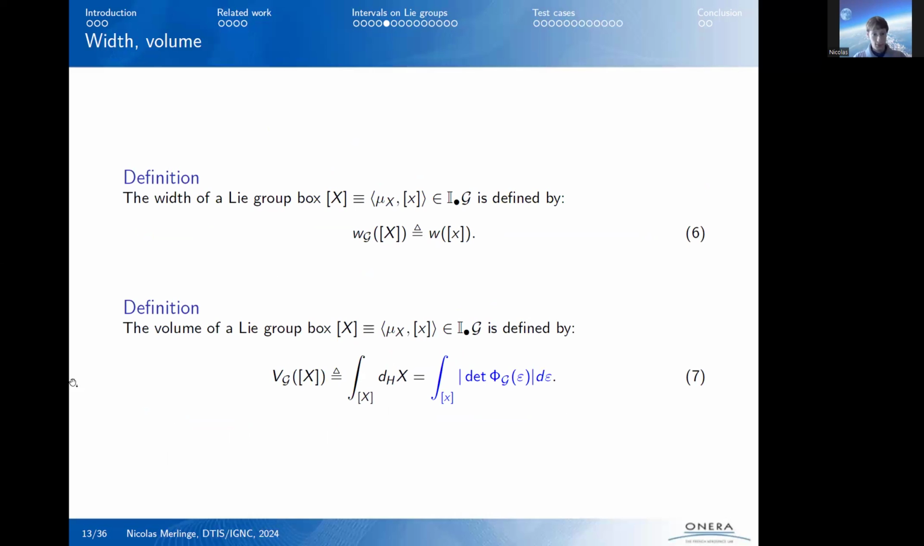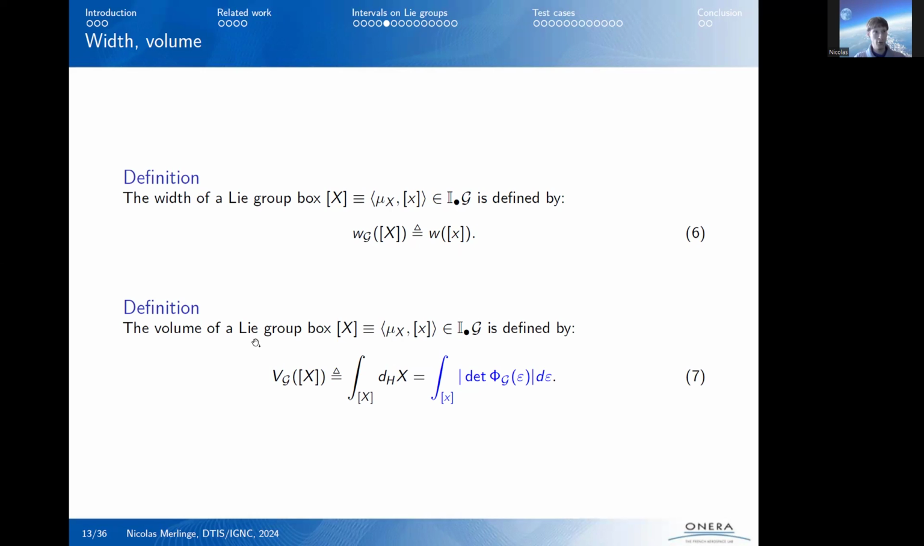So based on this definition, we can extend classic properties of Euclidean boxes to Lie group boxes. For example, the width of a box. I decide that the width of a Lie group box is the width of its algebra domain, because I wanted to preserve an invariance with respect to the position of the origin in the group.